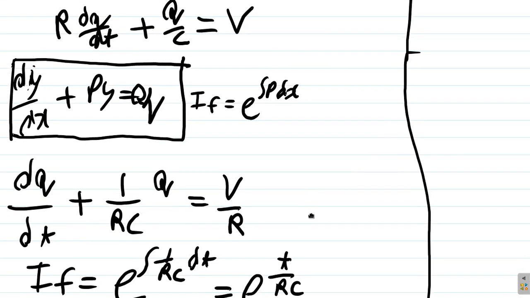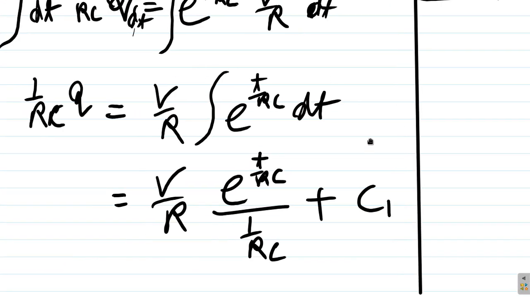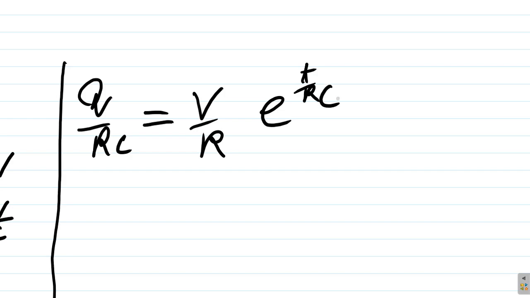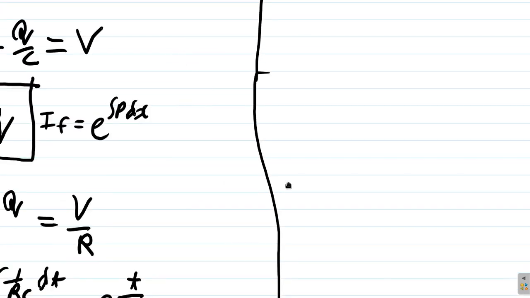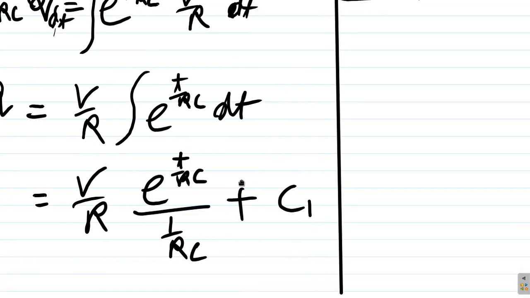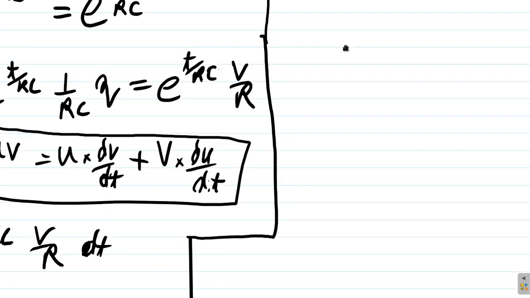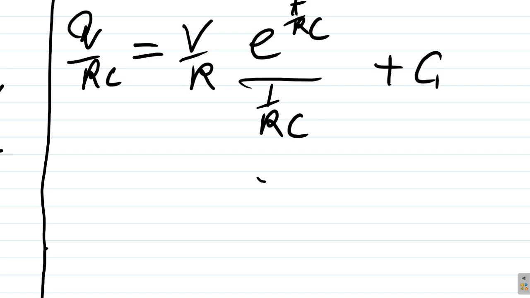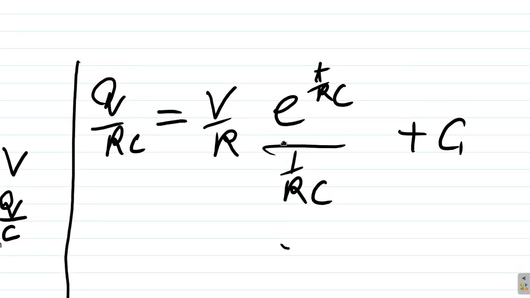let's scroll back down and see what it was equal to. V over r e to the t over rc. So we have v over r e to the t over rc. What else had happened down there? Divided by 1 over rc plus the constant. So it's divided by 1 over rc plus the constant of integration. Alright, good.